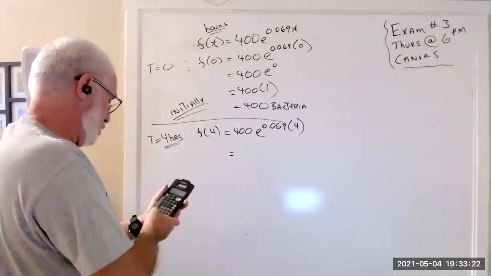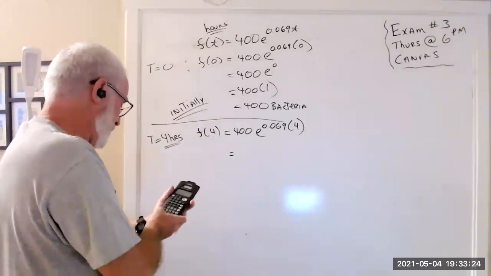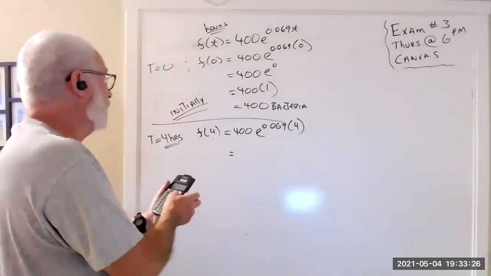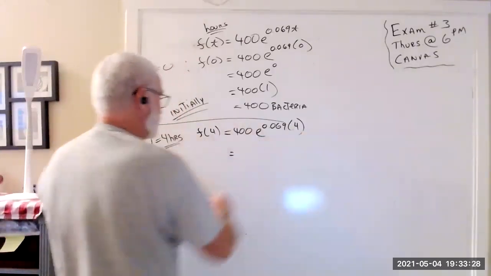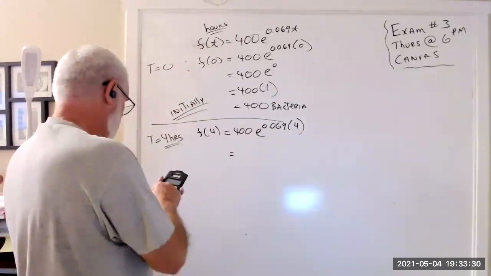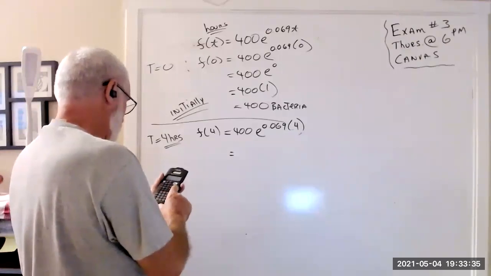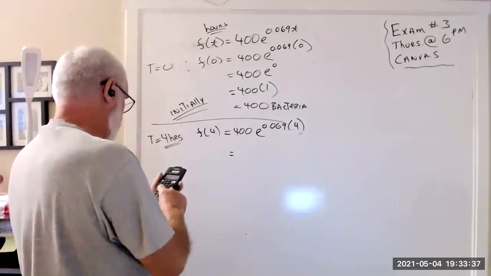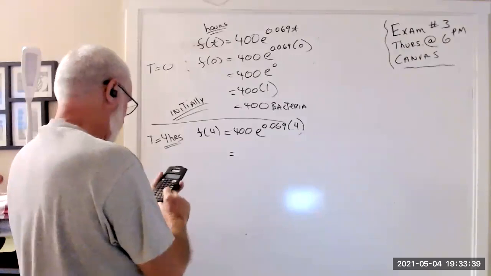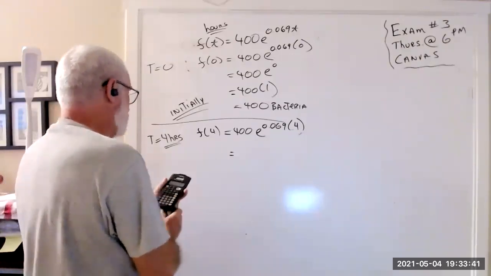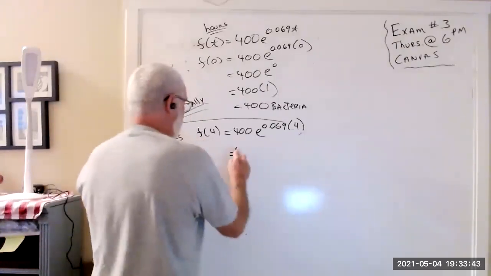Okay, tell you what, turn this on. I'm going to do e to the mess and see if you get that. So e to the 0.069 times 4. I get 1.31.